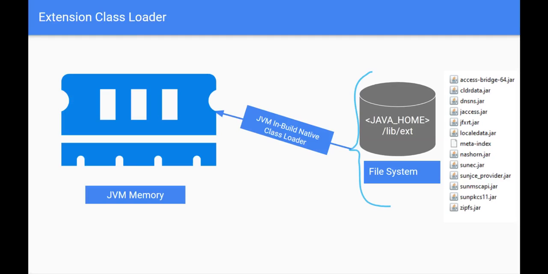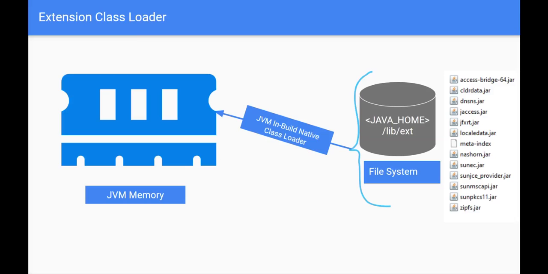Here are some extended files, such as location-based information, internationalization information, and those kinds of helper classes that have been implemented, and those are loaded into the virtual memory in the JVM. So this is called the extension class loader. It comes after loading all your bootstrap classes inside the memory. And the next step is called the application class loader.